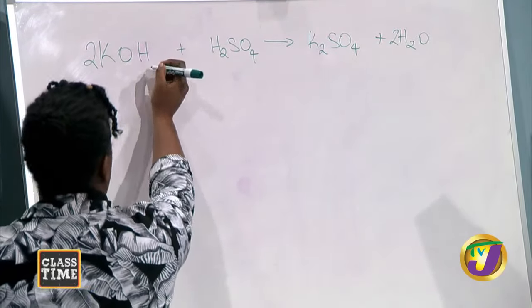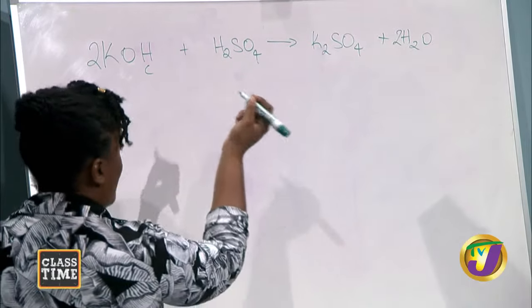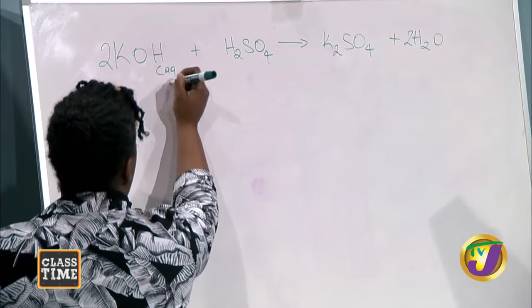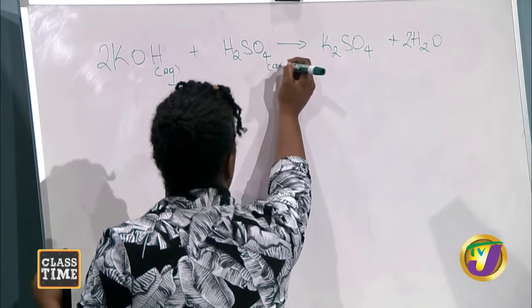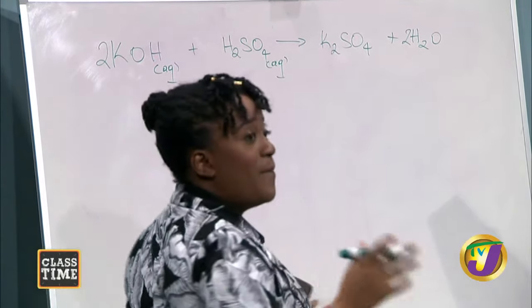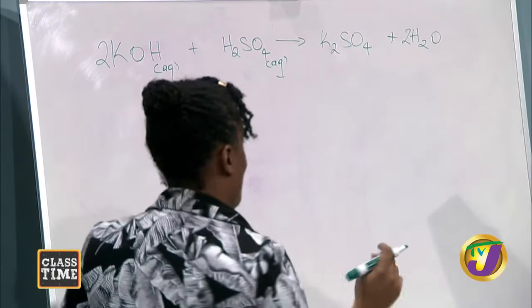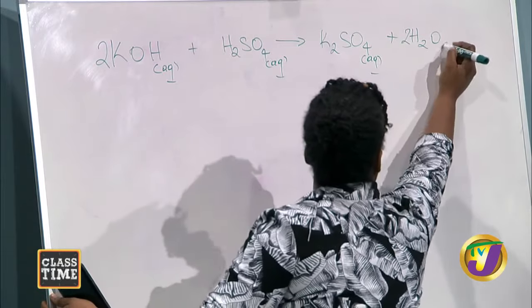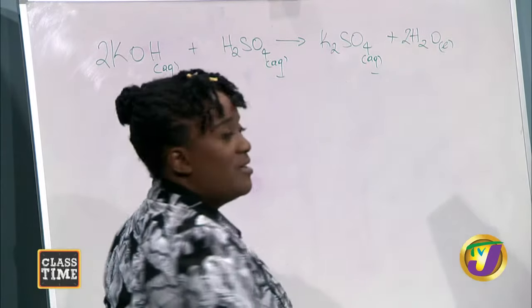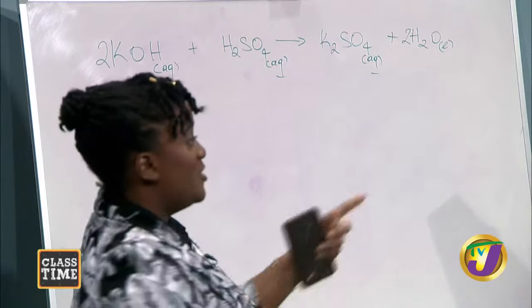So let's put in our states. You know it's 1 mark for our states. We know that all group 1 elements are soluble. All sulfates are soluble. So putting our states, we must remember our solubility rules. All group 1 elements are soluble, and of course water is pure, so it is a liquid. So let's continue.